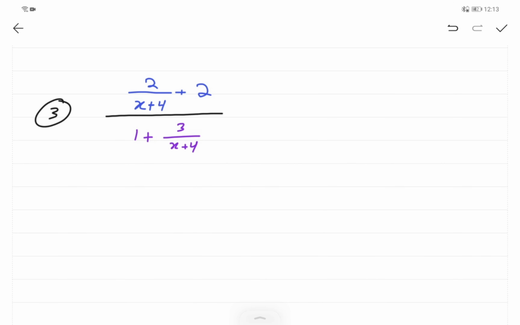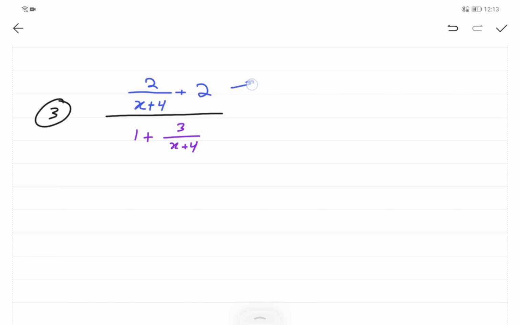Okay guys, now look at this good example. We have numerator and denominator. In the numerator we have two fractions, and in the denominator we have another two fractions. So the idea to solve this problem is just by taking the numerator and deal with it alone, and take the denominator and deal with it alone.